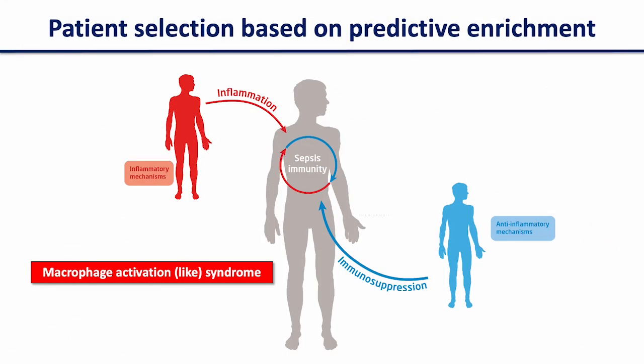This new knowledge has now been implemented in prospective trials in patients with sepsis, where patients are selected for anti-inflammatory therapy based on characteristics of this so-called macrophage activation-like syndrome. And for this, a biomarker has been developed, which is ferritin, and extremely high ferritin levels above 4,400 nanograms per milliliter are considered to reflect a macrophage activation-like syndrome.